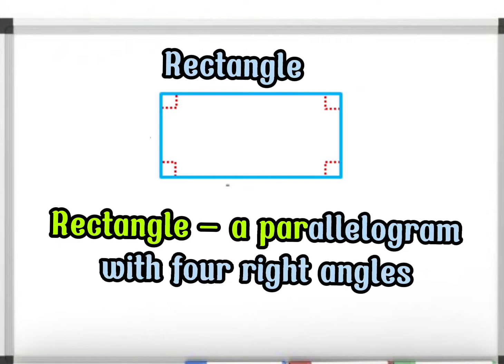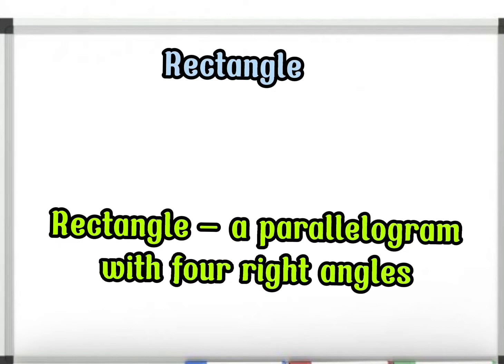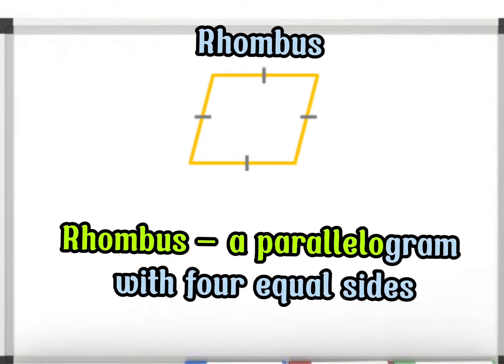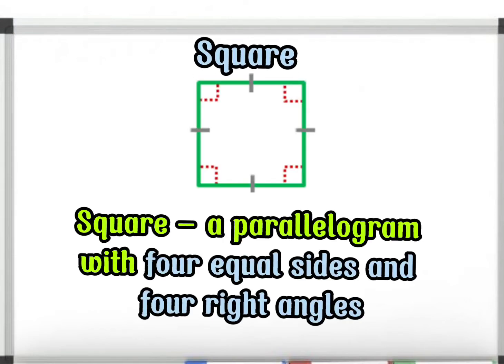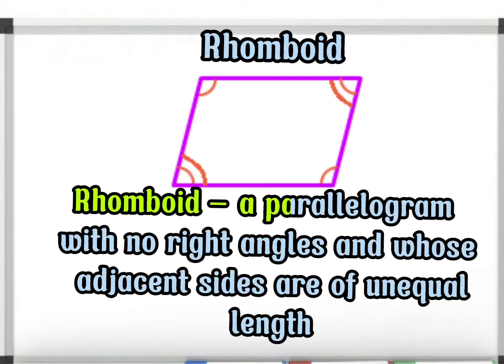Rectangle, a parallelogram with four right angles. Rhombus, a parallelogram with four equal sides. Square, a parallelogram with four equal sides and four right angles. Rhomboid, a parallelogram with no right angles and whose adjacent sides are of unequal length.